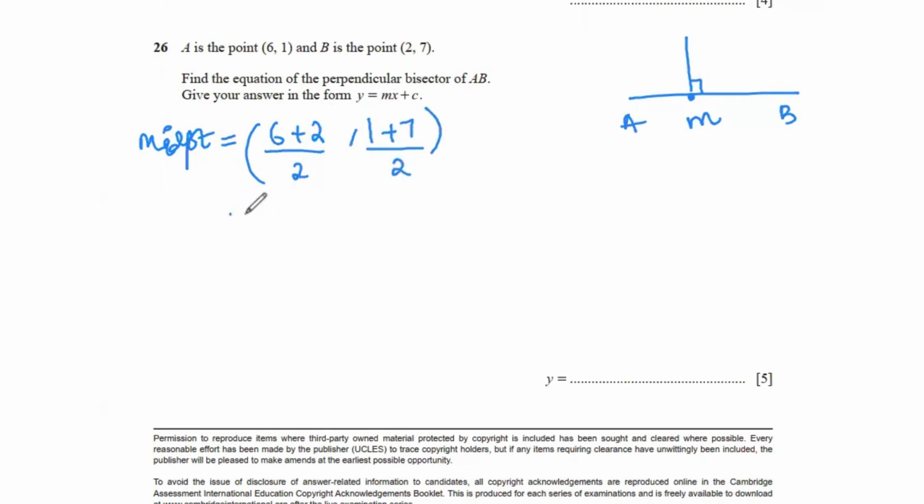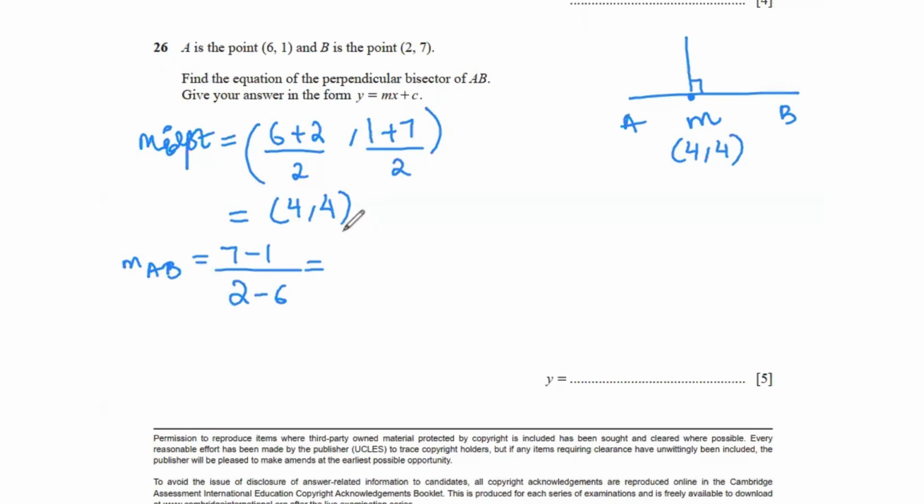We're basically finding the average of the x coordinates and the y coordinates of the 2 given points. So that's 4 and 4. So this point is (4, 4). Now, it's a perpendicular line, so that means the gradient is going to be different from the gradient of the line AB. So gradient of AB is going to be (7 minus 1) over (2 minus 6). The gradient of the line AB is 6 over -4, which simplifies to -3 over 2.